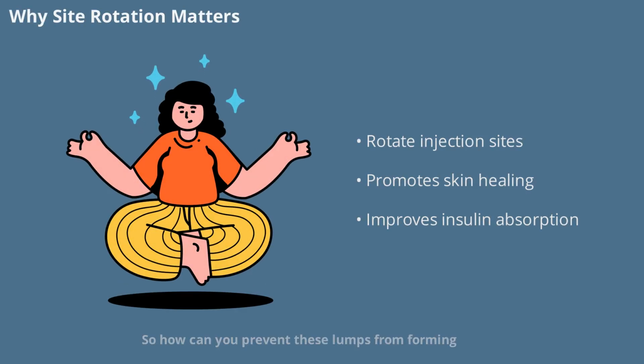So how can you prevent these lumps from forming? The answer is simple but powerful: rotate your injection sites. By moving your injections around, you give each area time to heal and reduce the risk of tissue changes. This helps keep your skin healthy and ensures your insulin is absorbed more predictably. It's a small change in routine that can make a big difference in your diabetes management.